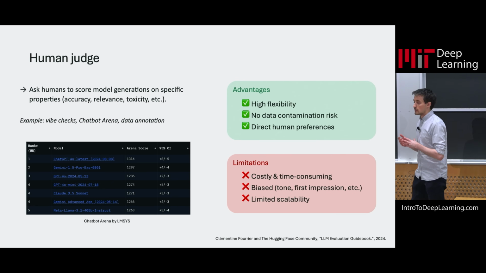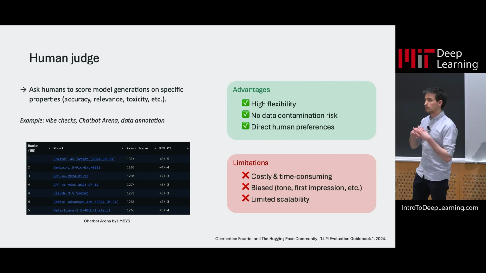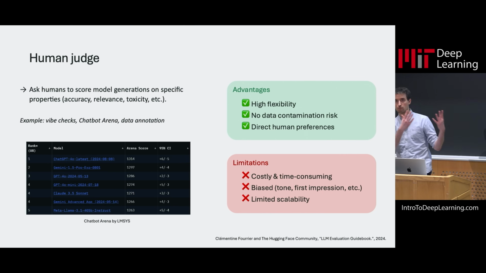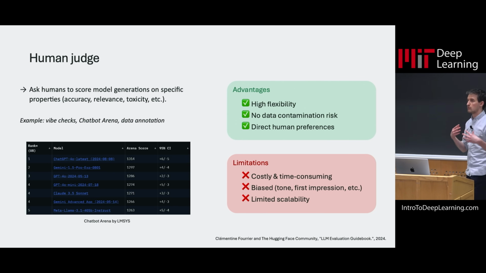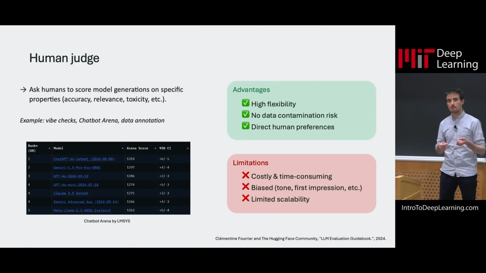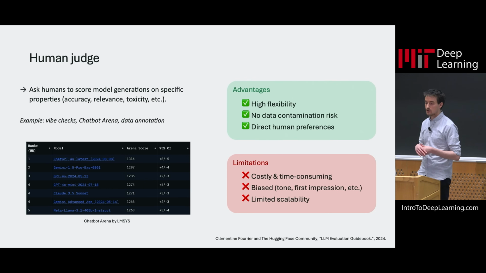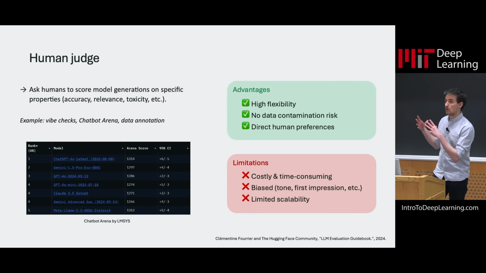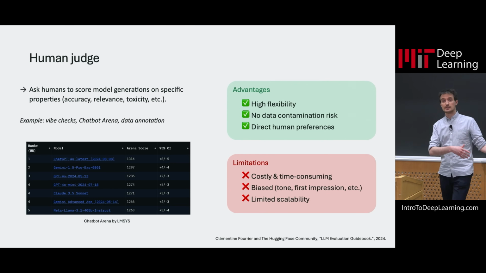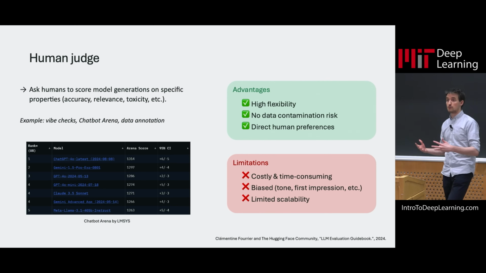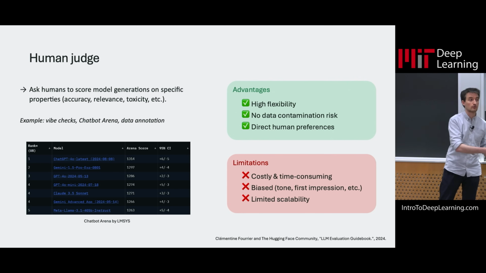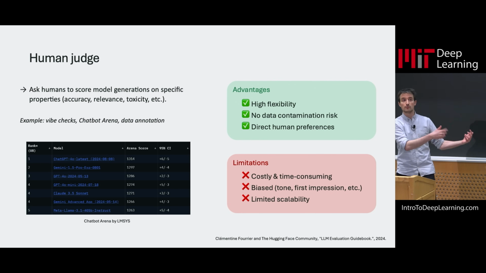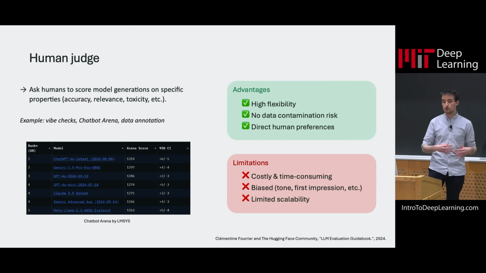So this is nice because you can be very precise in how you want humans to rate the models. You can ask them to just focus on toxicity, for example. This is a popular way of doing it with red teaming. It has a lot of flexibility because of that. There's also a lot less risk of data contamination, which exists with automated benchmarks. And on top of that, it's directly human preferences. So if you use this, you're really optimizing for human preferences, which is kind of the goal of post-training.